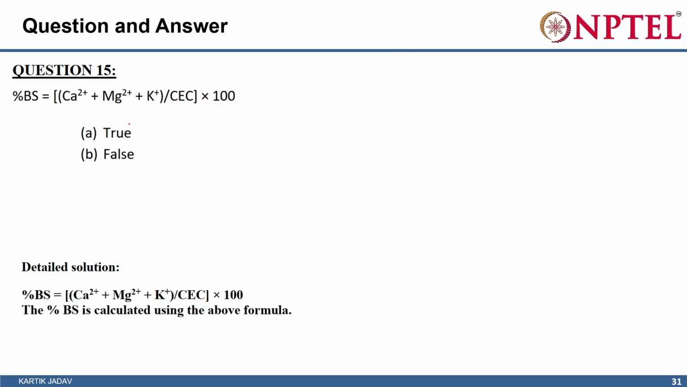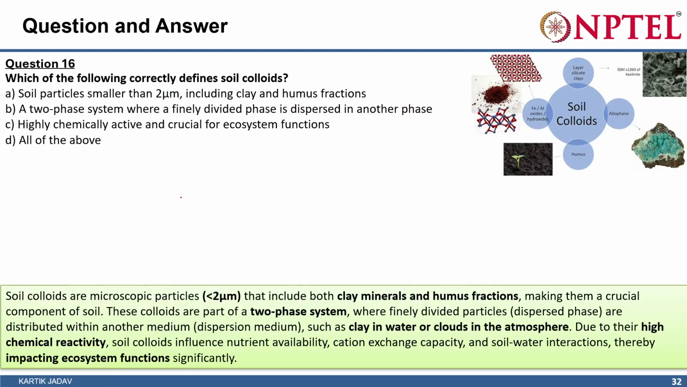Question number 15. Percent base saturation is given by calcium plus magnesium plus potassium divided by cation exchange capacity, times 100. So it is correct, right? We know that this is the correct formula for calculation of base saturation.